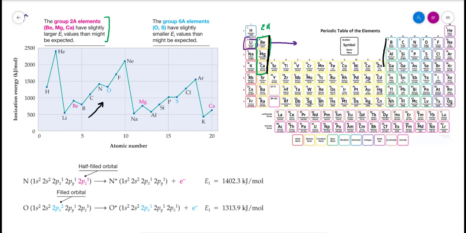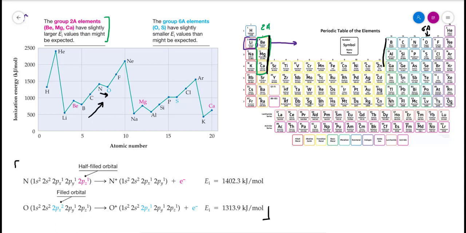And then if we look here, we have another anomaly which happens from nitrogen to oxygen, where instead of having this sort of monotonic increase, we actually see it go down instead of go up. So group 6A elements, that's over here starting with oxygen, they have a slightly smaller ionization energy than might be expected. So let's again use what we know about electron configurations to see if we can ascribe some sort of rationale for why this might be the case. So let's look at nitrogen, and then let's look at oxygen.